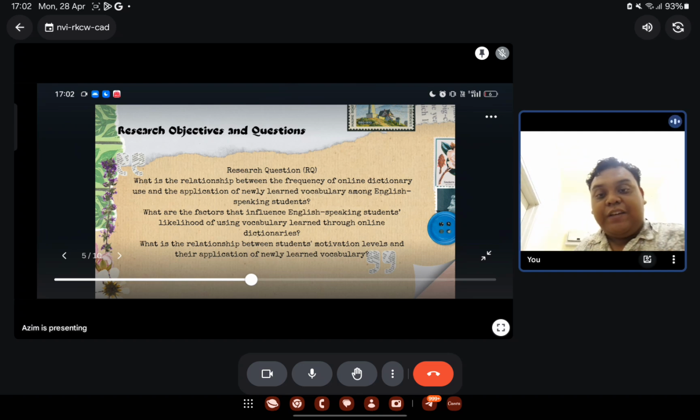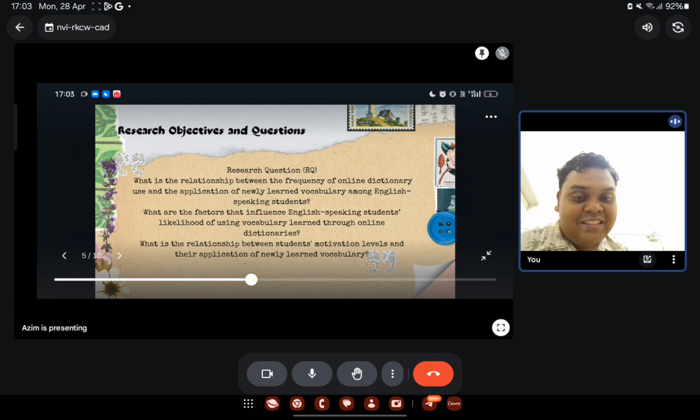The second one is: what are the factors that influence speakers' likelihood of using vocabulary learned through dictionaries? For example, are they affected by their own passion towards the English language? Or is it motivation? Or is it willingness?